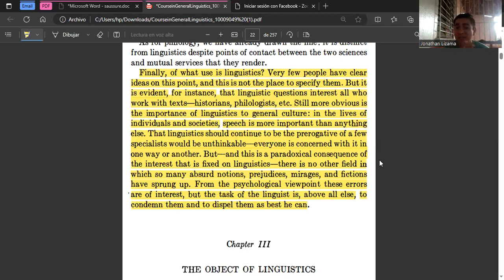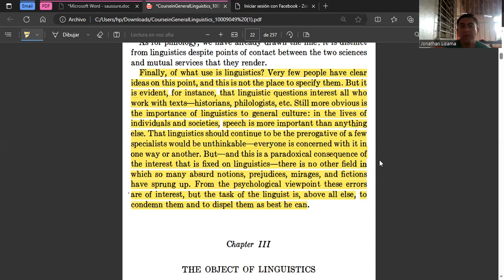Pero sigamos leyendo. Al final dice, pero es evidente que la lingüística le interesa a todos, en cualquier texto, historians and philologists, etc. Still more obvious is the importance of linguistics to general culture. Aún más obvio es que nos deberíamos interesar en la lingüística en términos culturales generales. In the lives of individuals and societies, speech is more important than anything. That linguistics should continue to be the prerogative of a specialist would be unthinkable. Everyone's concerned with it in one way or another.